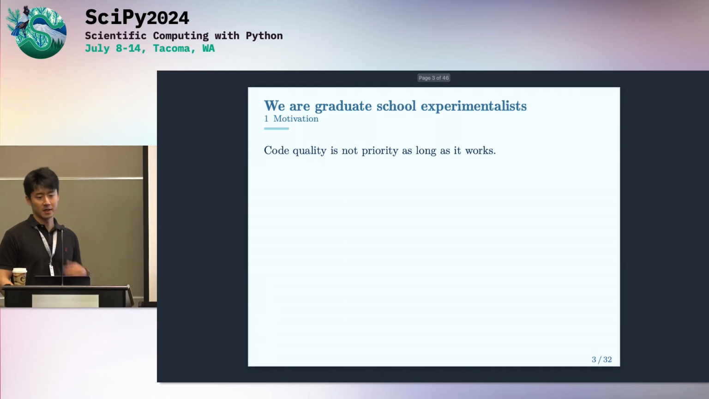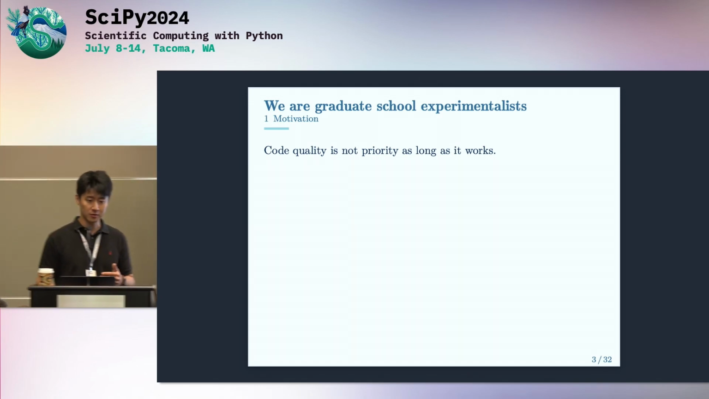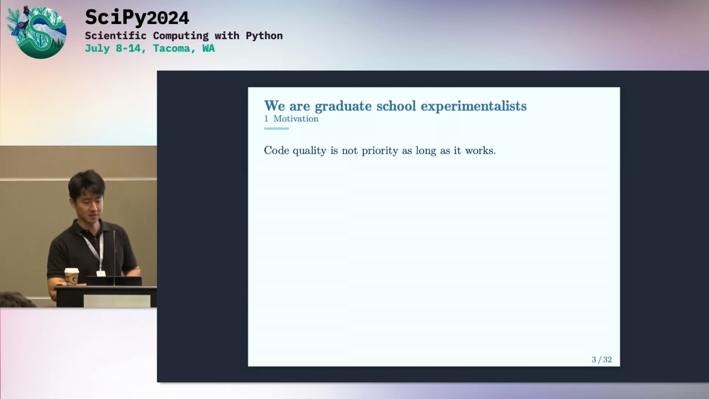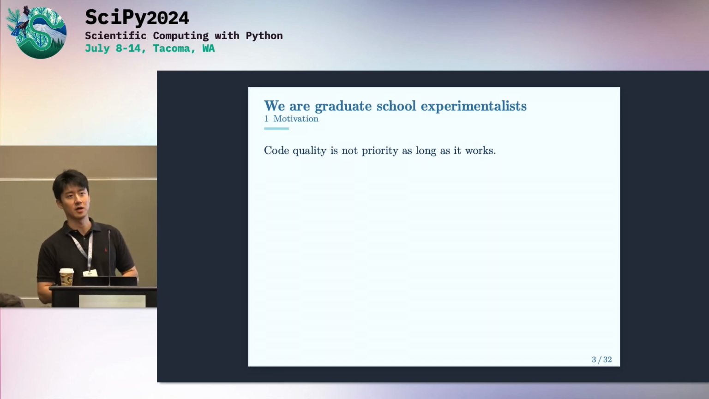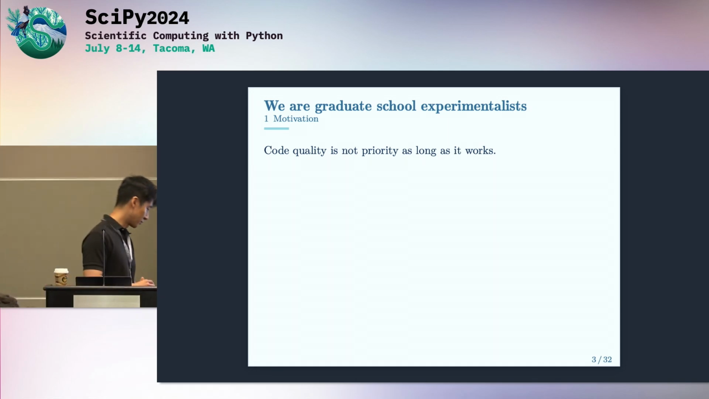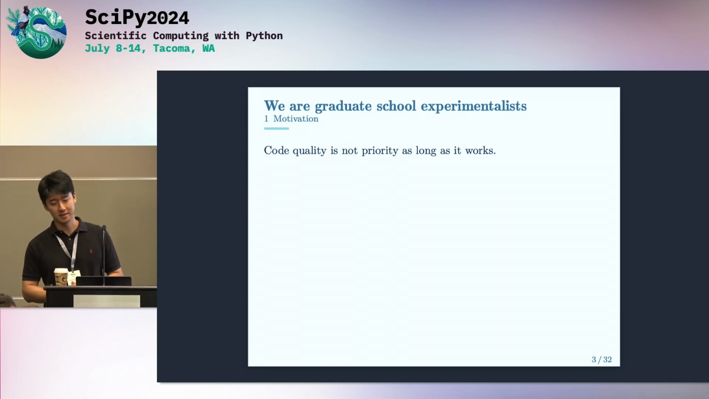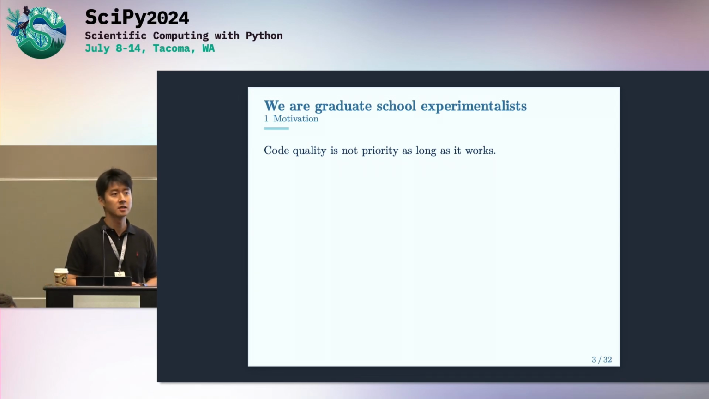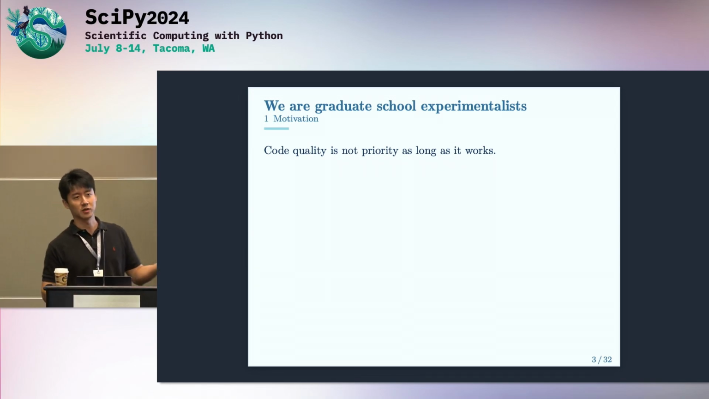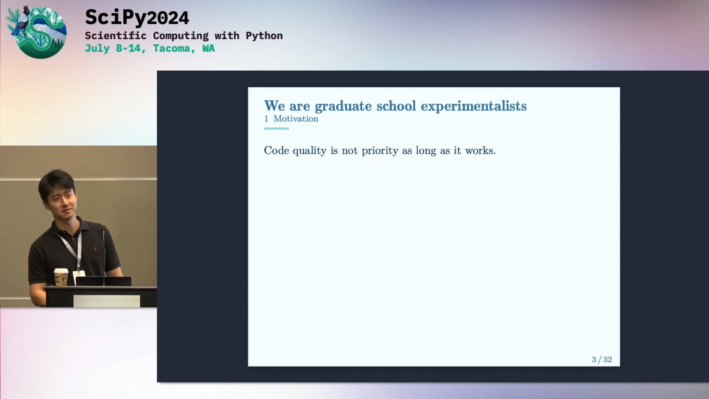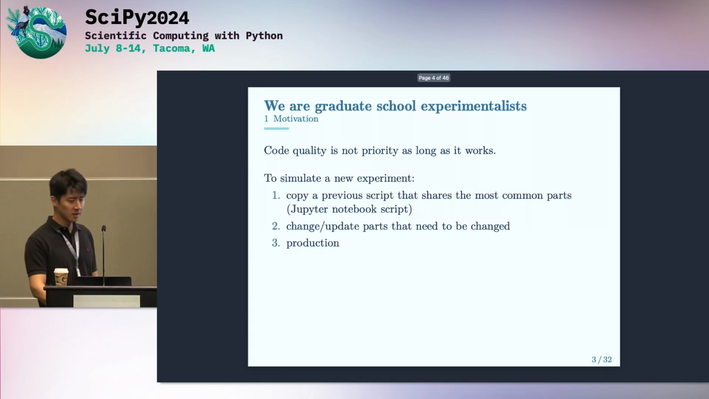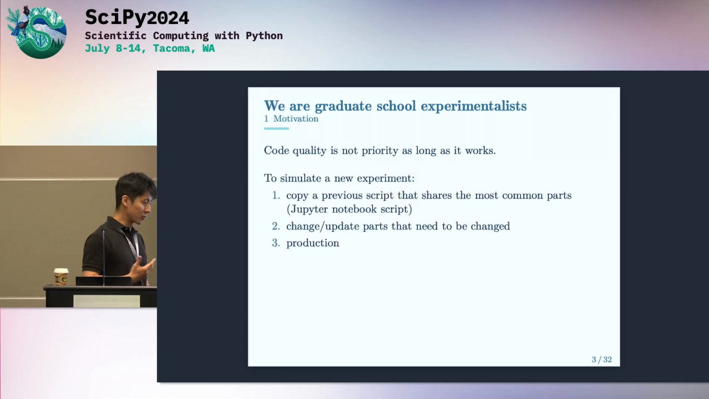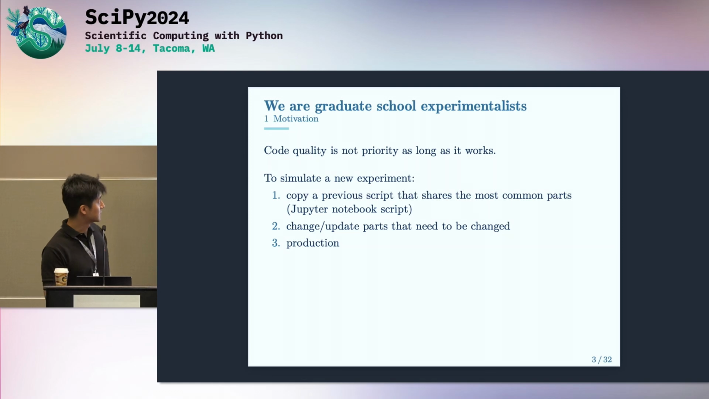So I want to start out with the motivation. We are graduate school experimentalists, so code quality is not often a priority. Typically what we do is something quick and dirty. We want to get more data, we want to do more experiments, not analyze all the time. So I'll paint you a picture of how we used to do simulations.